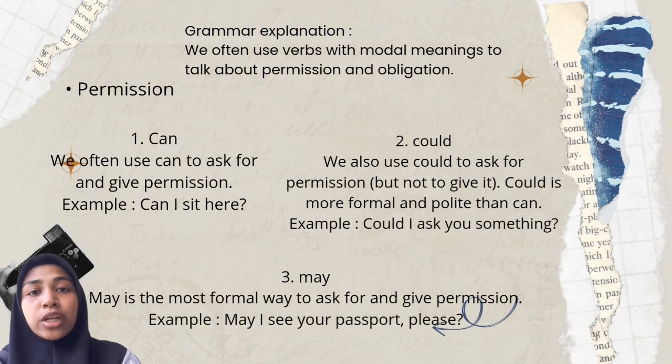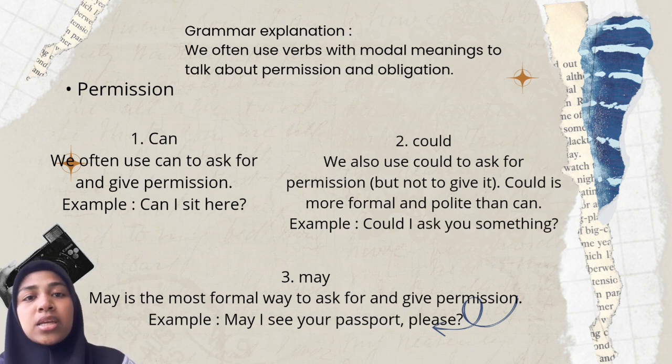And grammar explanation. We often use verbs with modal meanings to talk about permission and obligation. And permission. One, can. We often use can to ask for and give permission. Example, can I sit here? And two, could. We also use could to ask for permission, but not to give it. Yet could is more formal and polite than can. Example, could I ask you something?